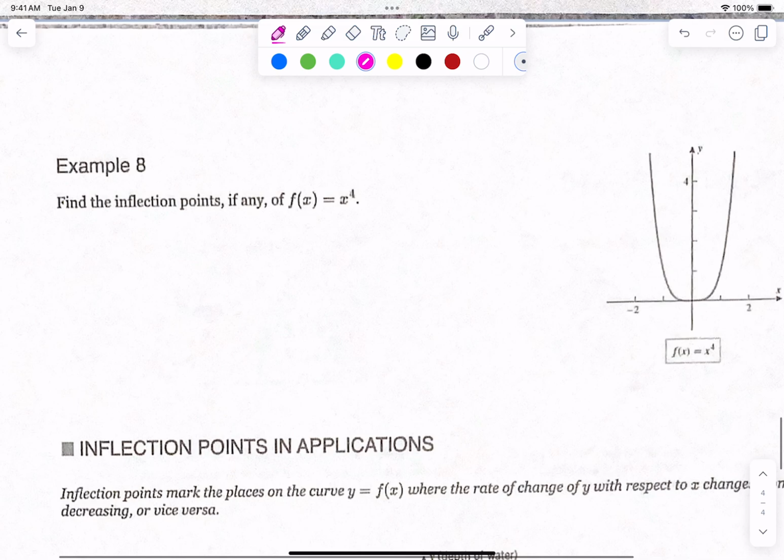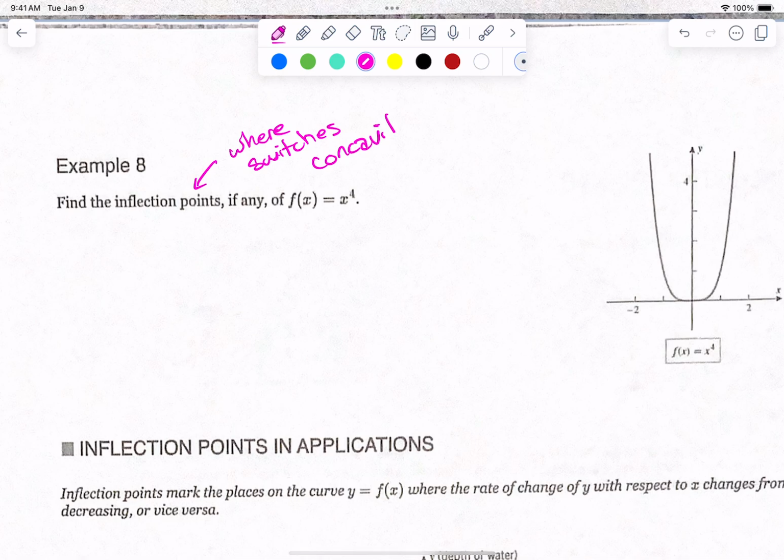Hey, look at that. We only have to find the inflection point. This one says find the inflection points. Okay, what is an inflection point? It's where it switches concavity. And which derivative is concavity? The second derivative. So we don't even need to do the first. Well, we do need to do the first derivative, but we don't need to do anything with it, right?